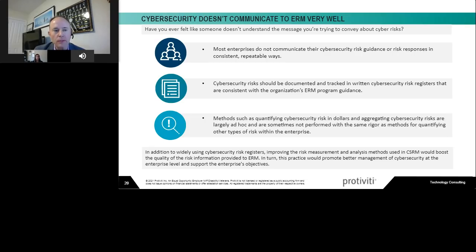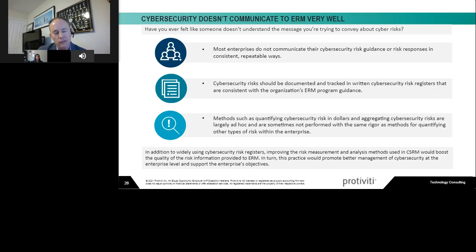The problem, as we lay this out, is that we don't communicate to ERM and the business very well. And I'm sure we've all been in this position. Have you ever felt like somebody doesn't understand what you're trying to tell them? Have you ever been frustrated? You're trying to communicate this to executive leadership or somebody in the business, and they really don't understand what you're talking about. It's such a pervasive problem that it led to the development and release of this report.